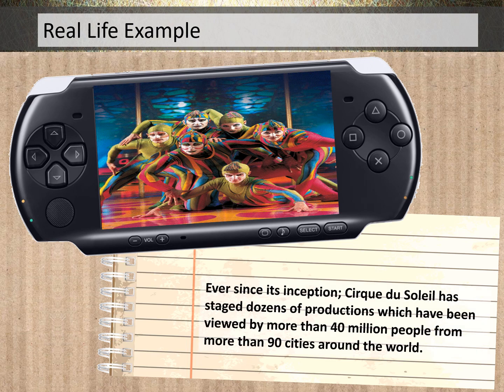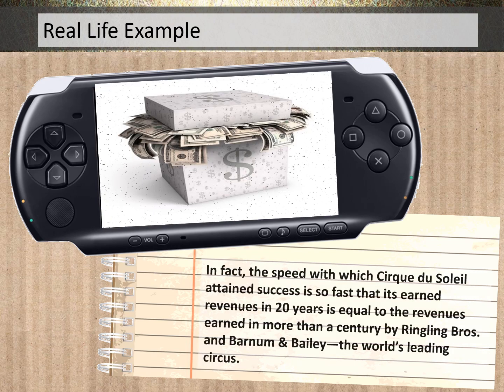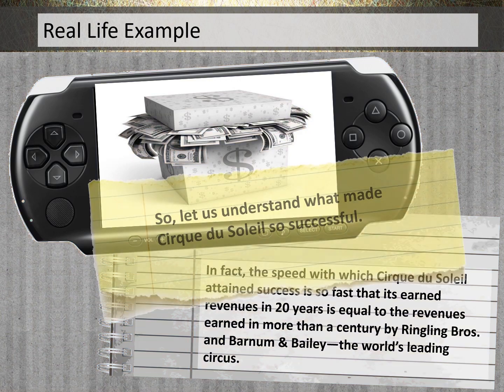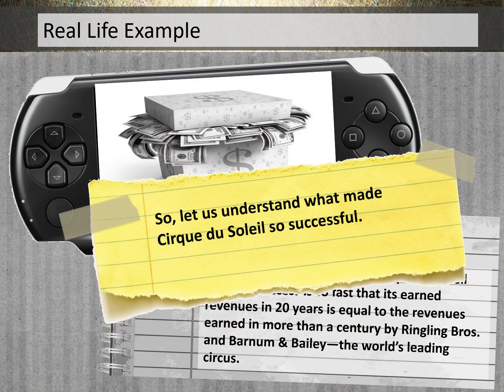Ever since its inception, Cirque du Soleil has staged dozens of productions which have been viewed by more than 40 million people from more than 90 cities around the world. In fact, the speed with which Cirque du Soleil attained success is so fast that its earned revenue in 20 years is equal to the revenues earned in more than a century by Ringling Brothers and Barnum and Bailey, the world's leading circus. So, let's now understand what made Cirque du Soleil so successful.